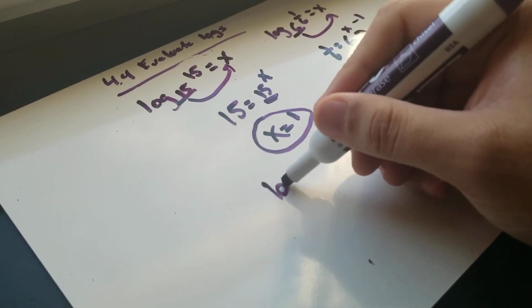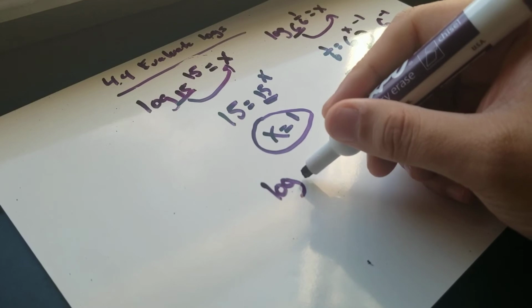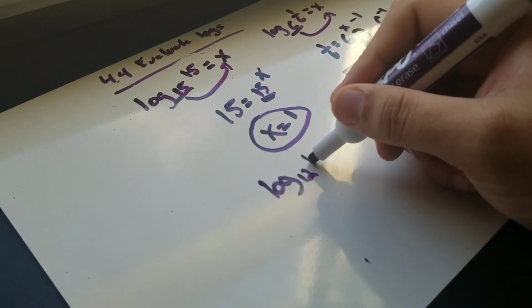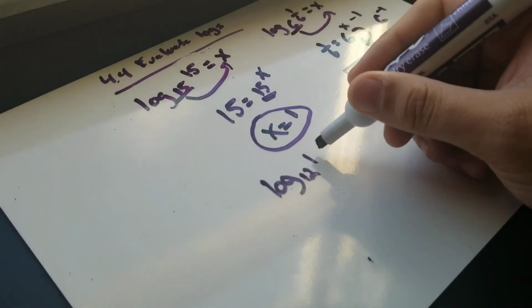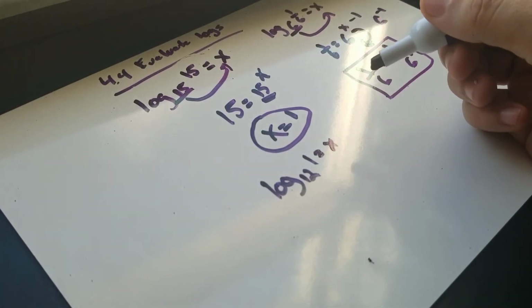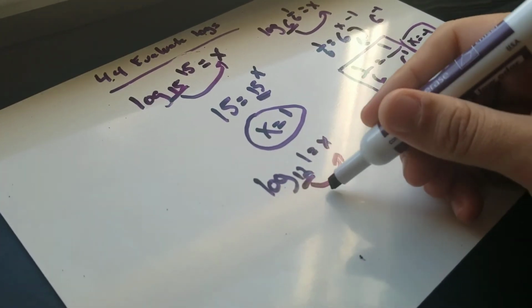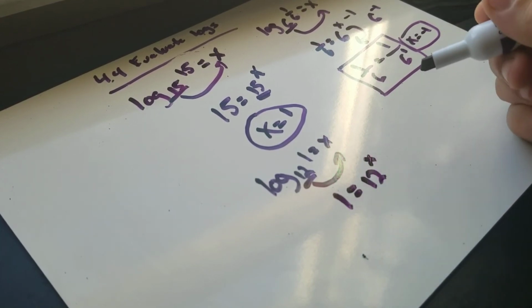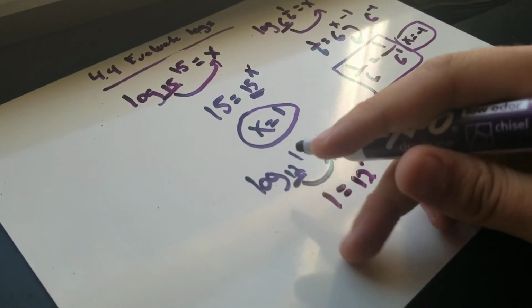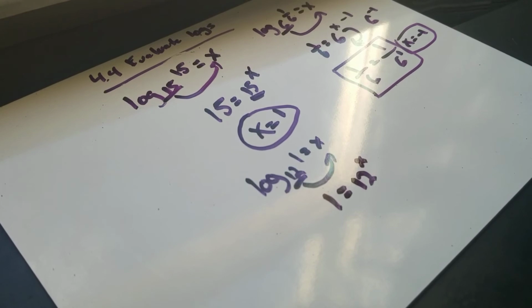Let's do log. Let's see, what's a good one? Log base 12 of 1. So step 1, set it equal to x. Step 2, move the base of the log to become the base of the exponent on the other side. So 12 to the x power. Now I have to ask myself, what do I do to get 12 to the x power to equal 1?